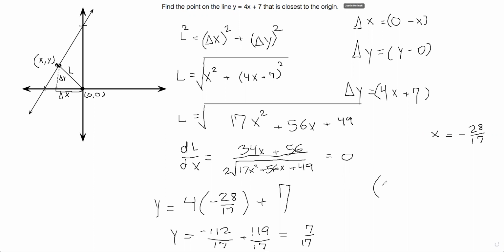So that is our full solution. Our full solution is the point negative 28 over 17, comma, 7 over 17. And this is our solution. If we look at the picture, it definitely makes sense that our x value would be negative and our y value would be positive. So this point right here, call it point P, produces the absolute least distance from this point to the origin.